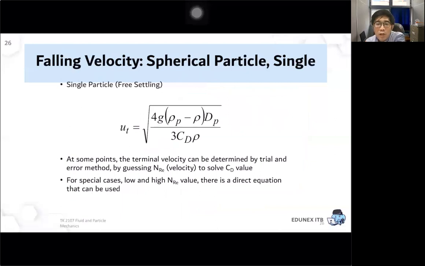From the equation of terminal velocity, of course, you can get the value of the velocity, but the velocity itself will depend on the drag coefficient. And the drag coefficient is also a function of the velocity. So there will be some iteration that you need to do to obtain the value of the terminal velocity.